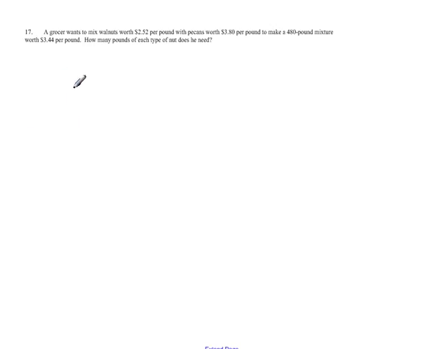All right, continuing on with the word problems. Problem number 17 is a mixture problem. Clue says mix. What am I mixing? I'm mixing walnuts and pecans. So I'm going to say that X represents the number of pounds of walnuts and Y is going to represent the number of pounds of pecans.